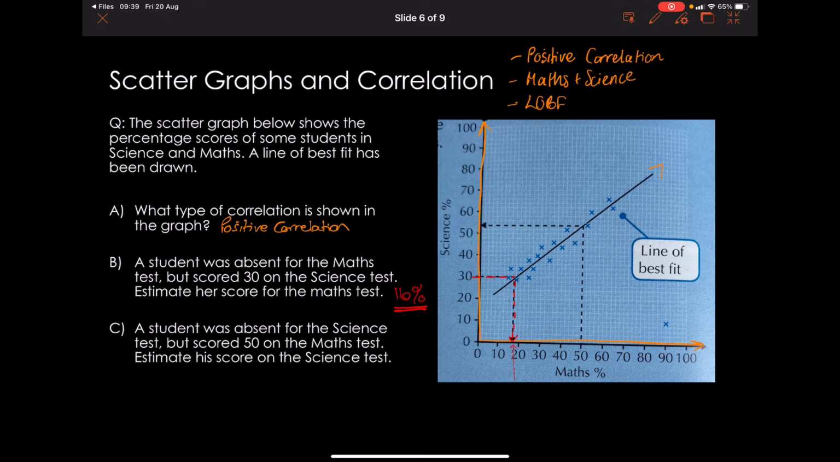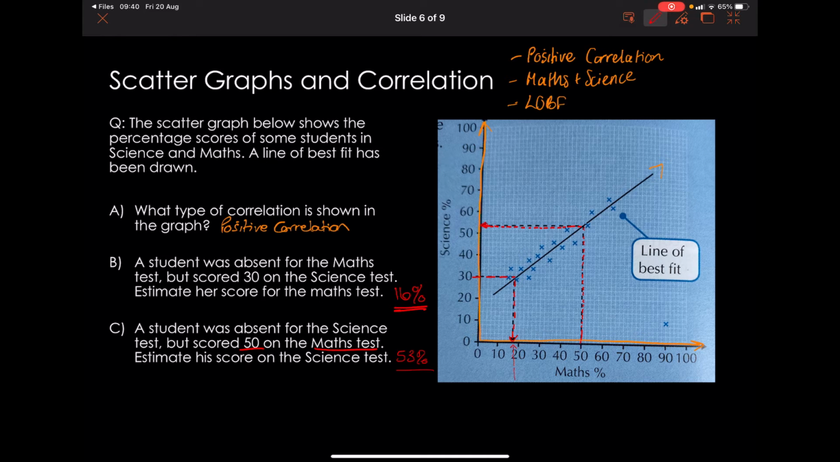It then says a student was absent for the science test but scored 50 on the maths test. Estimate his score on the science test. So again, this time we're going to go to the maths test because it tells us that they scored 50. We're going to go up to the line of best fit and across once we hit the line of best fit to the science test. And there it looks to me about 53%. So that is a kind of way that they'll get you to answer questions based on scatter graphs and correlation.